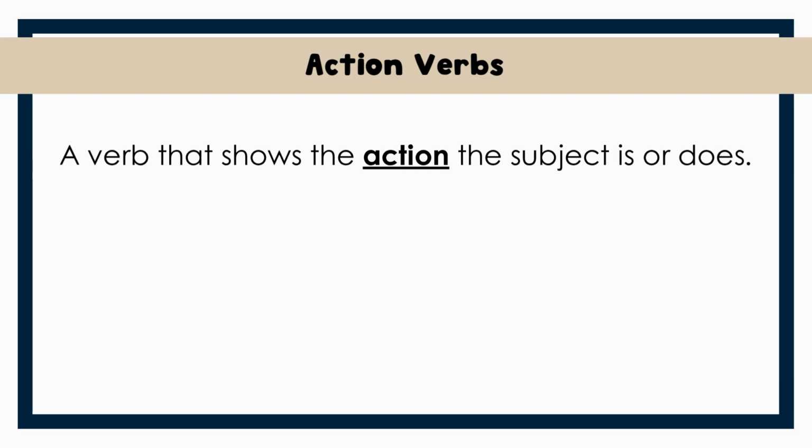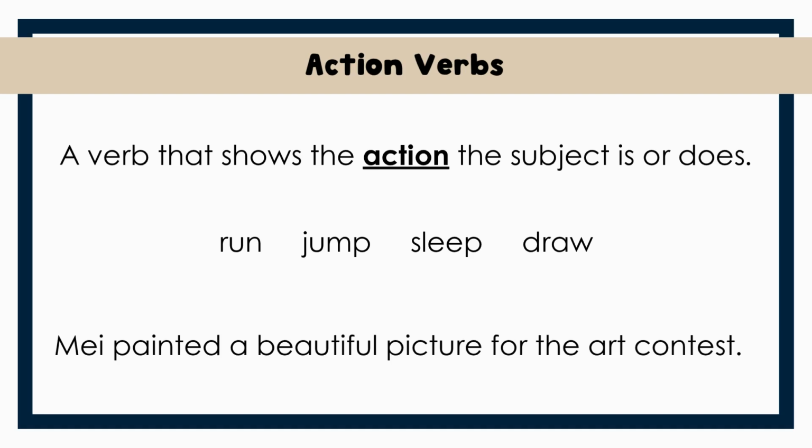Action verbs are verbs that show the action that the subject is or does. Some example actions that people could do are run, jump, sleep, and draw. Again, just to name a few. An example sentence using an action verb would be, May painted a beautiful picture for the art contest. May is the subject, and painted is the specific action that our subject, May, is doing.